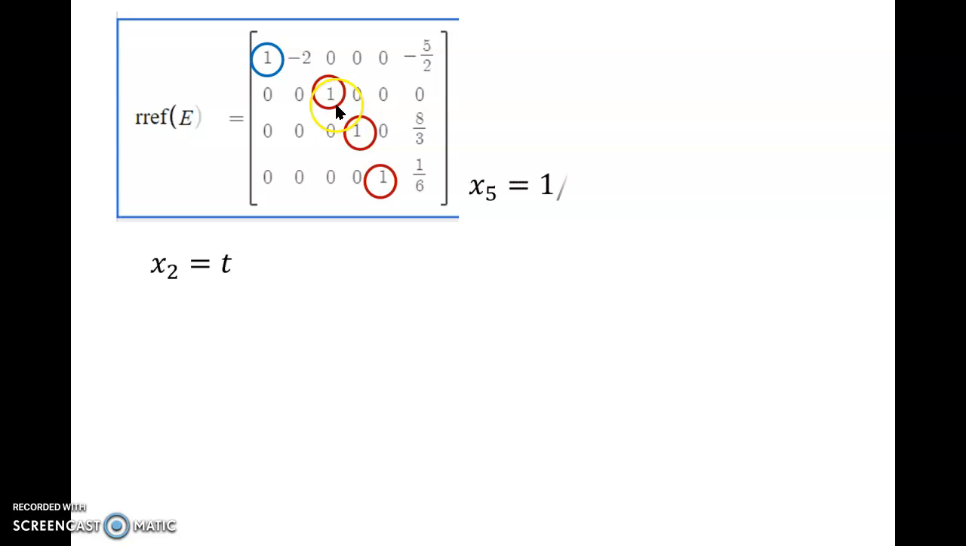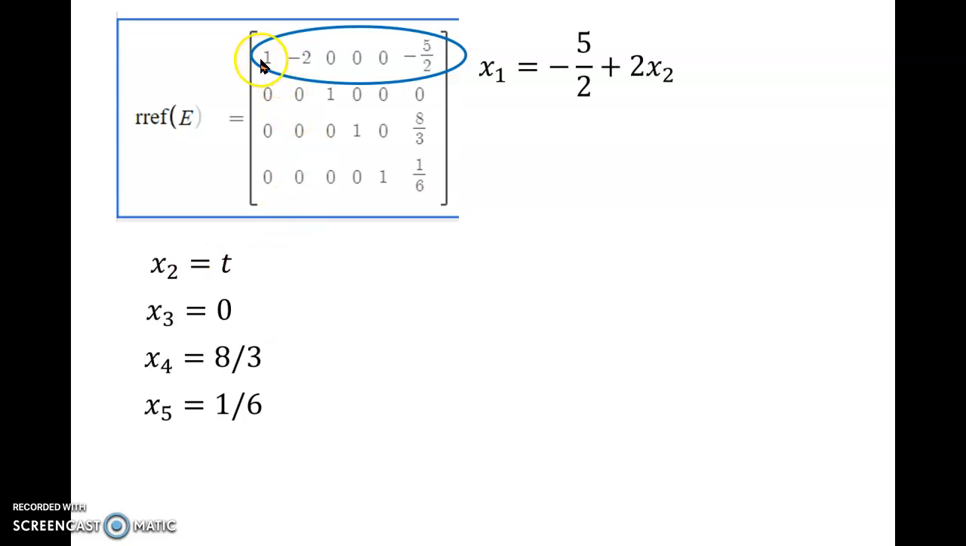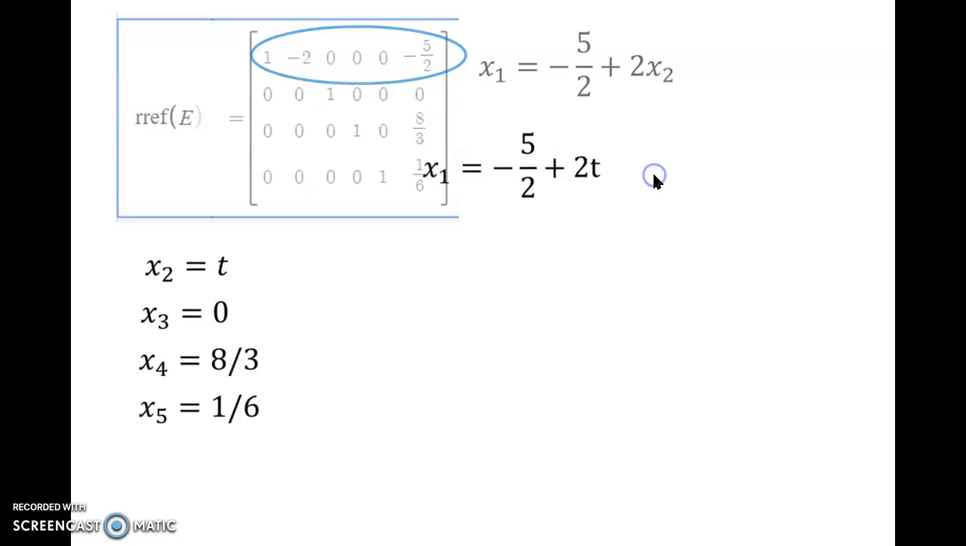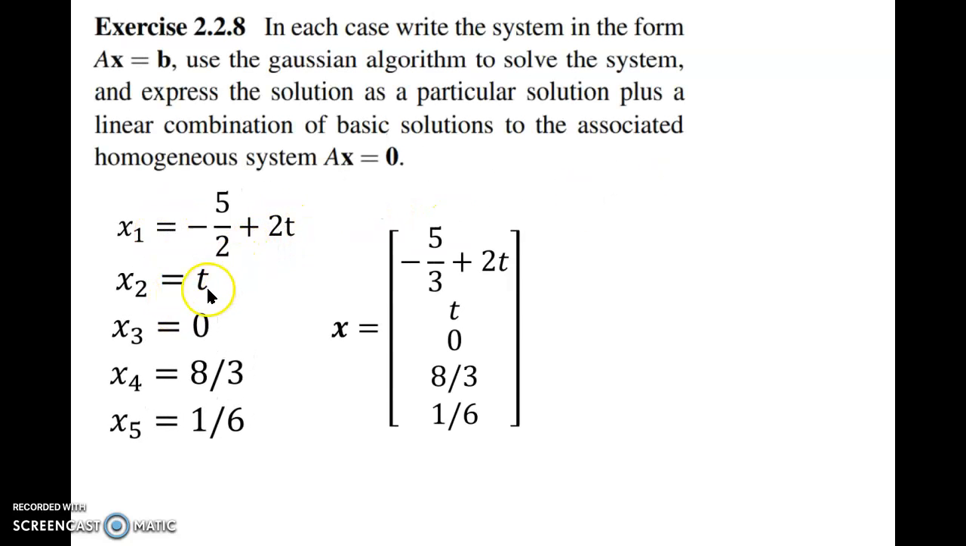And x5 just equals a constant, x4 a constant, x3 a constant. It's okay, it can equal 0. We didn't really have to use this parameter at all, did we? There's just constants. Now x1 is a little bit trickier, but I throw in t for x2, and I now have a formula with a parameter, and then 3 constants.